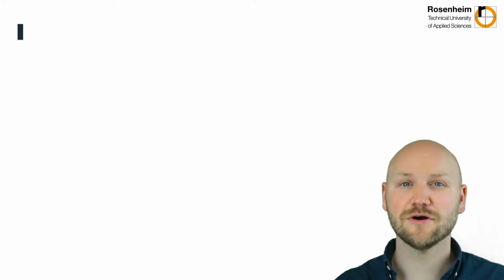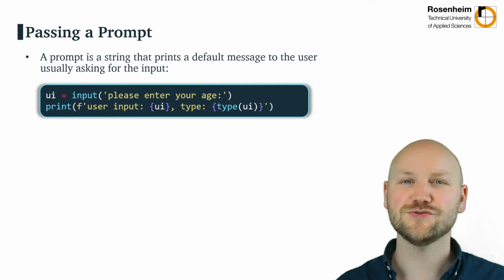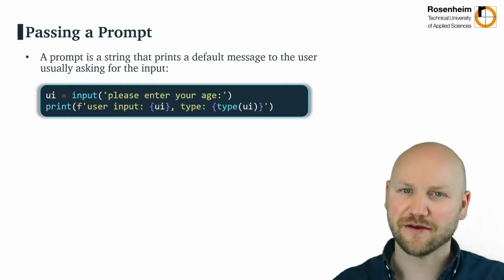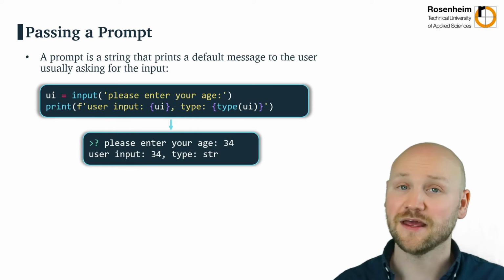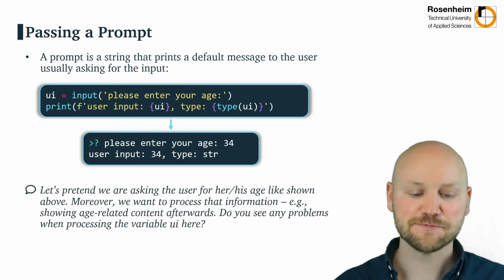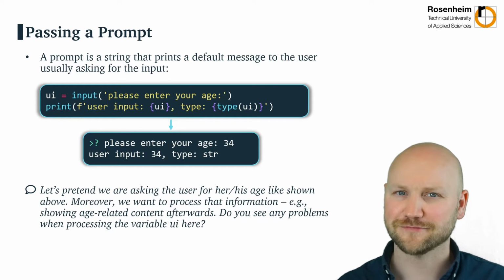Let's have a look on the next slide at a more practical example. We are asking a user to type their age, like my age is 34, and then we are outputting it and we have a string. Let's pretend we are asking a user for their age and we want to process that information. What is the problem with a string?